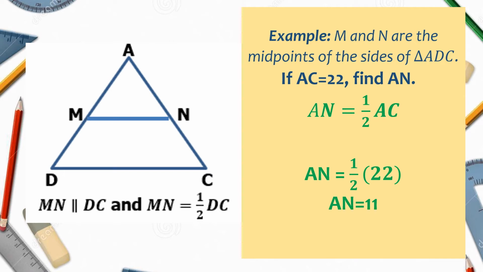If AC is 22, what is AC divided by 2? So we have AN equals 22 divided by 2. 22 divided by 2 is 11. So meaning AN is equal to 11. And NC or CN is also equal to 11 because AC is equal to AN plus NC. AC, which is 22, is equal to AN, which is 11, plus NC, which is also 11. So we have AN equals 11.